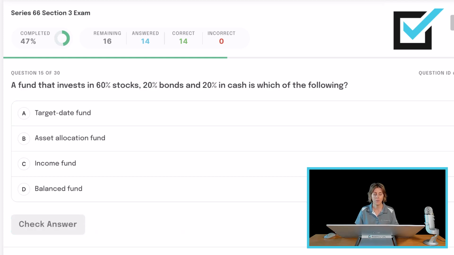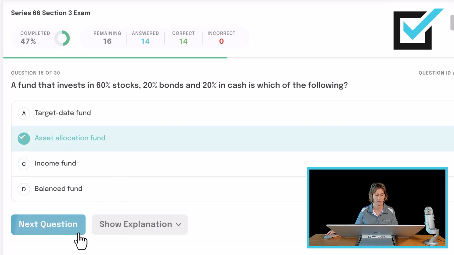A fund that invests in 60% stocks, 20% bonds, and 20% in cash is which of the following? A target date fund. Did you see a year here? No. Asset allocation fund, a certain percentage in a certain type of asset? Yes. Income fund? No. Balanced fund? No. It is an asset allocation fund. So various types of asset classes: stocks, bonds, cash, real estate. Those are the major four.